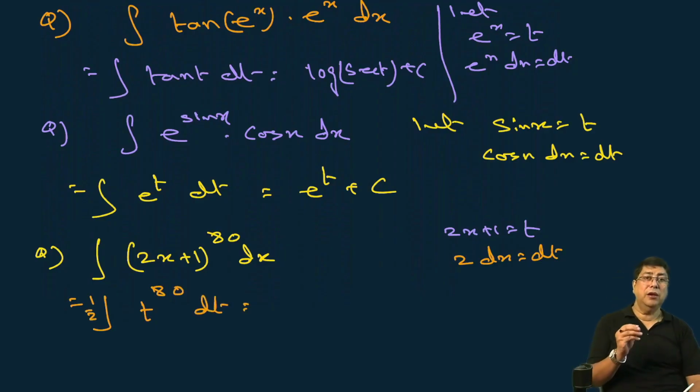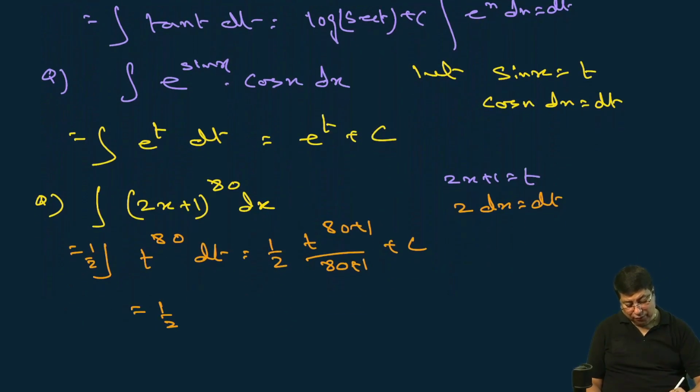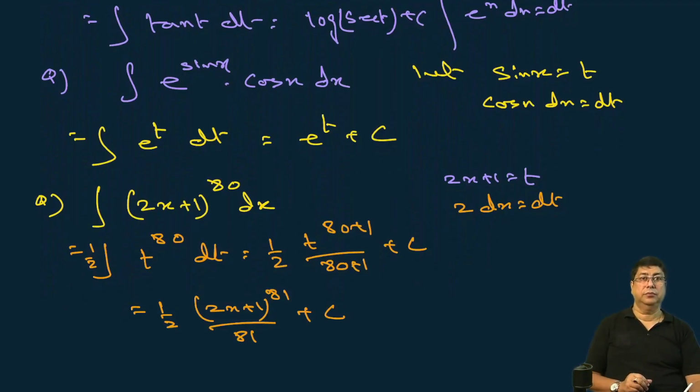Whenever t is there, we have to write everything in terms of t. Whenever x is there, we have to write everything in terms of x. So I can write half t to the power 80 plus 1 by 80 plus 1, and always the integration constant is present here. Now put the value of t. We are getting half, and t means 2x plus 1 whole to the power 81 by 81 plus c. This is the final answer. I am going to the next sum.